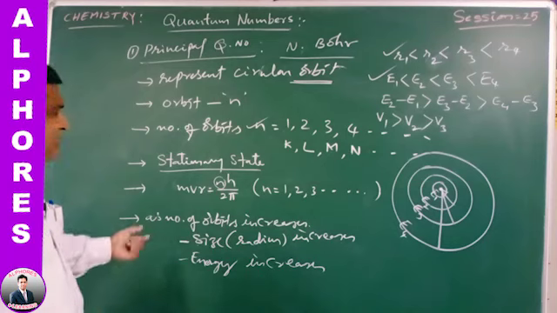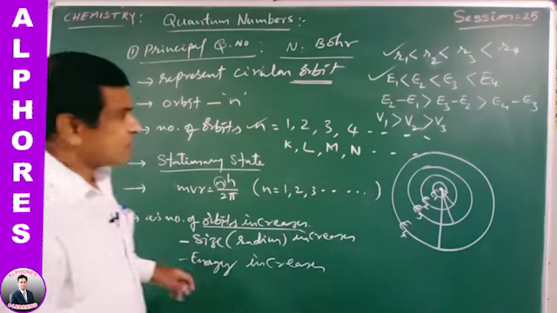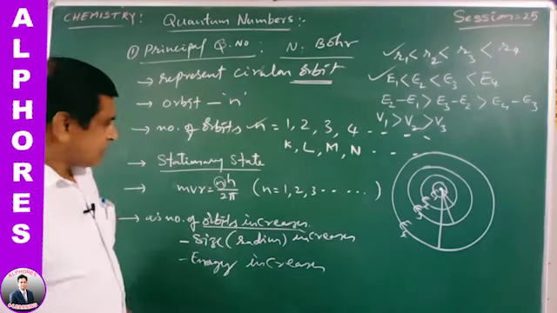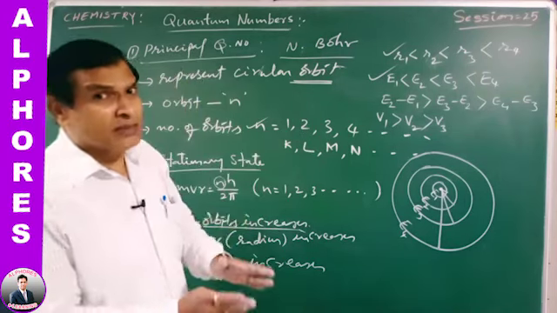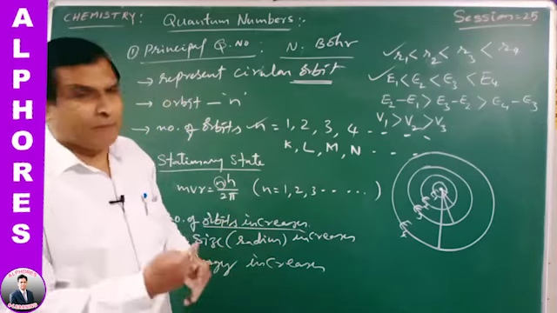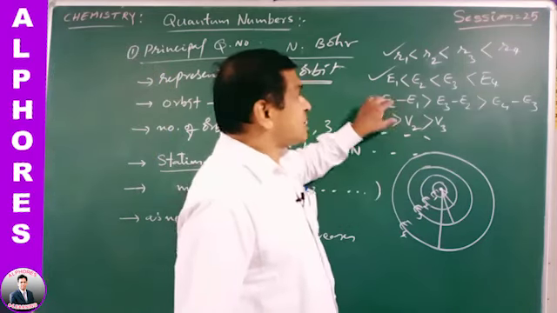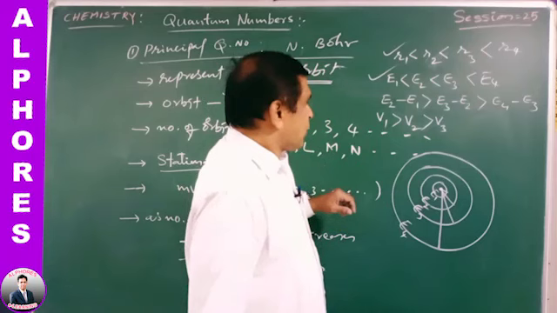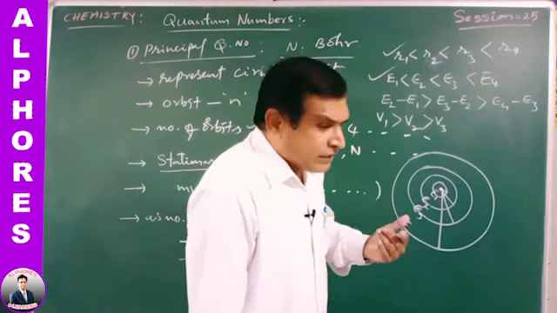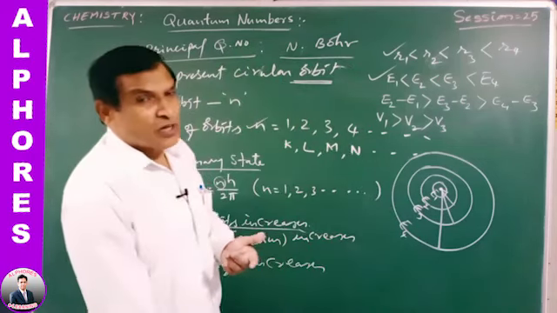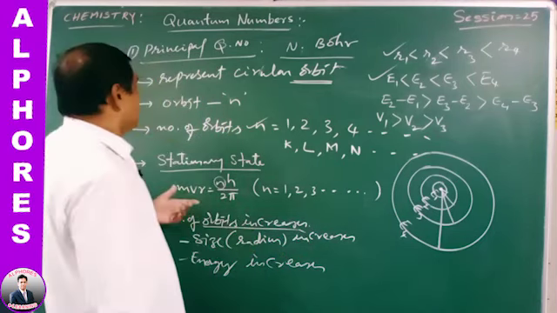Next, as number of orbits increases, size of the orbit increases, that means radius increases, energy also increases. Energy is nothing but orbit energy or electron energy, both are the same. So energy also increases, but energy difference between successive orbits decreases, and velocity of the electron also decreases. Velocity of the electron in the first orbit is greater than velocity of the electron in the second orbit. It is greater than velocity of the electron in the third orbit. Okay, so up to this.